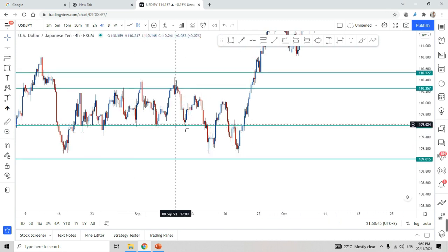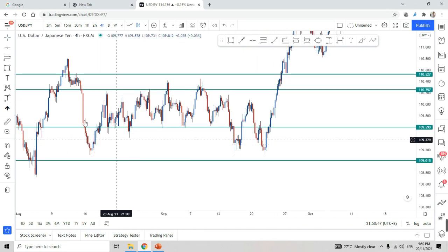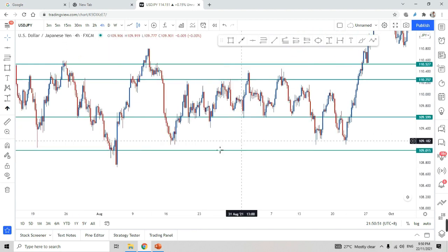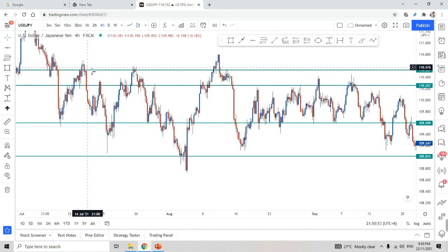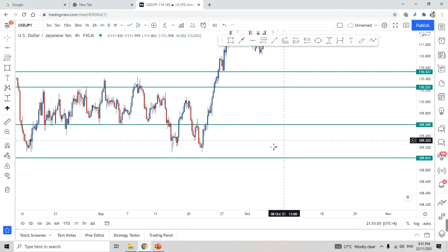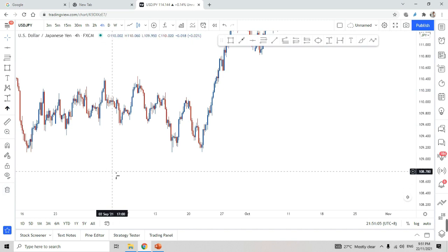See, so accurate. All my lines definitely touch something and reject on something. It's so accurate. But in actual fact, what am I doing? I'm just drawing random lines, right? So this is not the correct way of determining a good support and resistance.